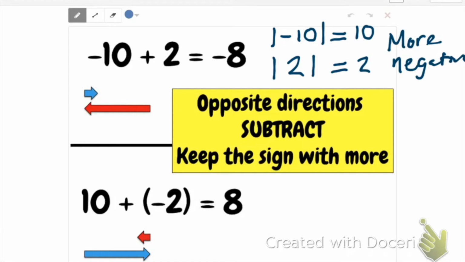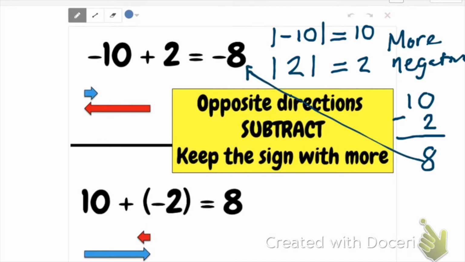Then I will take the bigger absolute value, which is 10, subtract the smaller absolute value, which is 2. So 10 minus 2 equals 8. Then I will put 8 into the answer, which is negative 8.